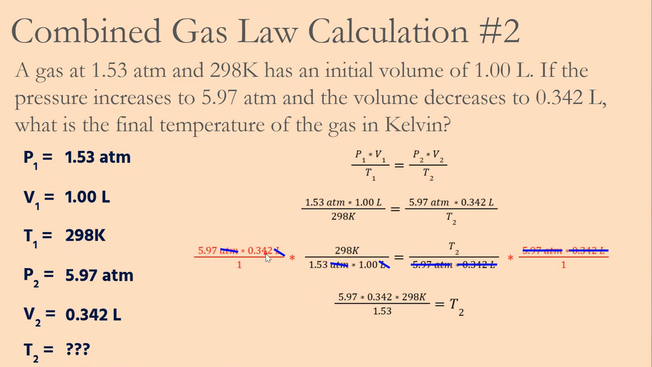5.97 times 0.342 times 298 Kelvin divided by 1.53. These ones don't really matter. They don't affect anything. And the only unit remaining is that Kelvin, which is good because we're looking for a temperature. Once we multiply out our numerator, divide by our denominator, we should find our final temperature is 398 Kelvin. I hope this helps you understand how to use the combined gas law to calculate a final condition if pressure, volume, and temperature all change.